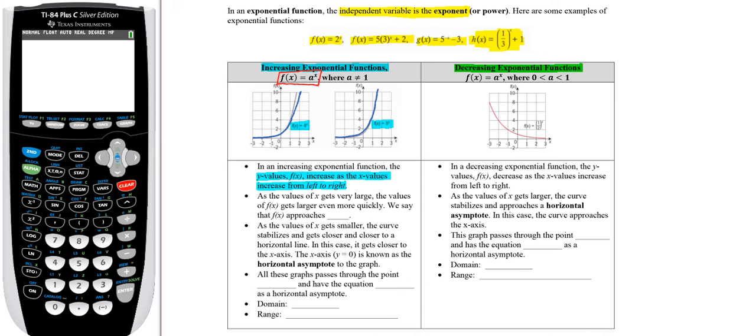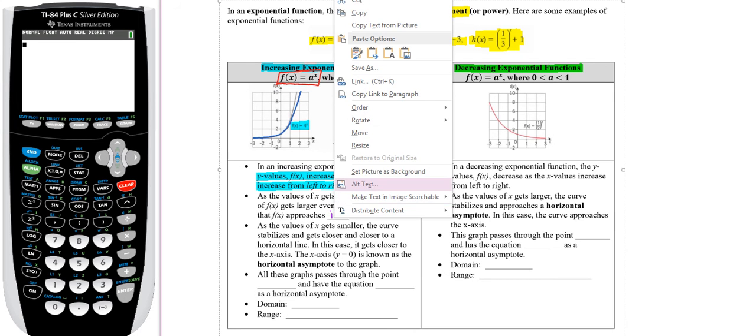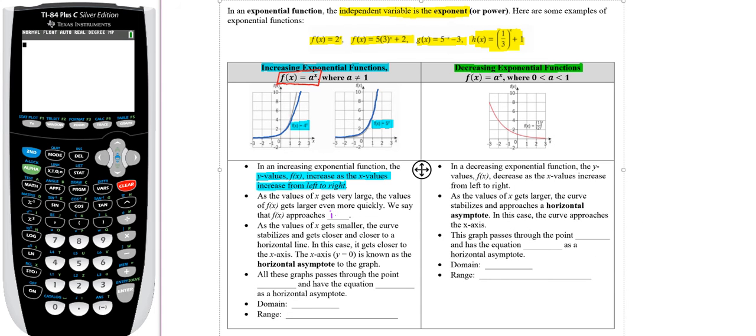What's interesting about exponential functions is that when the value of x gets really large, the values of y get even larger, because as the exponent gets very large, the value itself will get very large. In fact, it'll get to the point where the y value, or the f of x value, approaches infinity. So it will get infinitely large as the x values get larger.